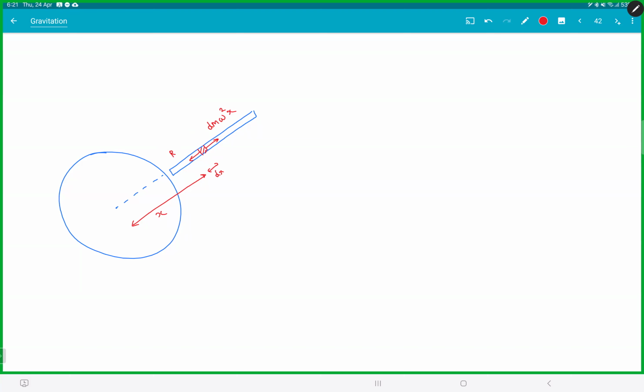So x nahi aayega, so it's outside, na? Gm m1 m2 by x square. And what is dm? Dm is mass of the rod by length of the rod into dx.